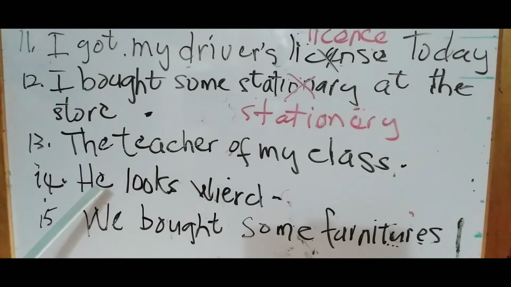All right. The next one, he looks weird. Now the word weird is an exception to the IE rule. Now, in a previous lesson, I explained to you how to use I and E when they come behind each other in a word. The rule is that you use I before E in words, except when there's a C coming before the I and the E. When there's a C coming before the I and the E, you use EI, but there are exceptions to that rule. So this is an exception, right?